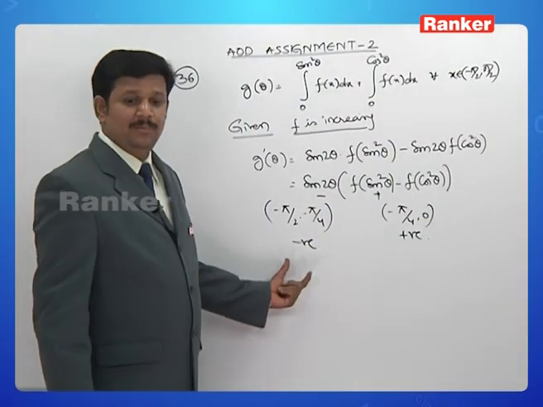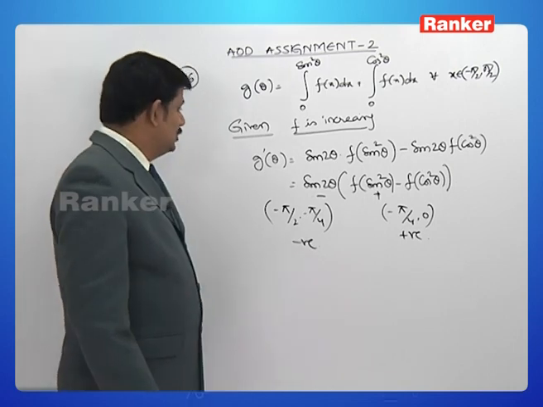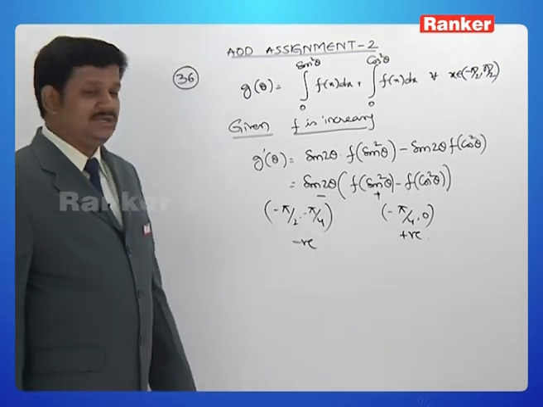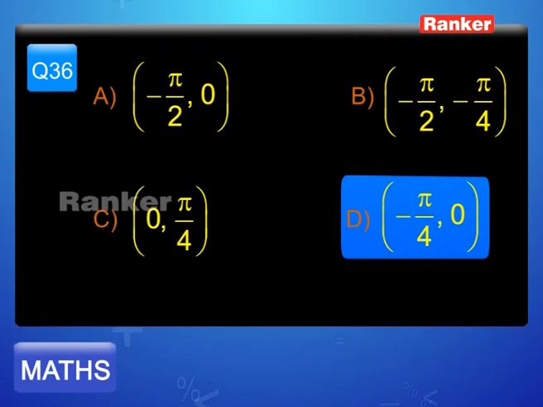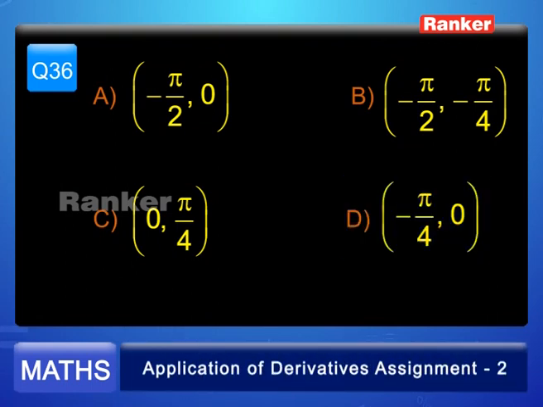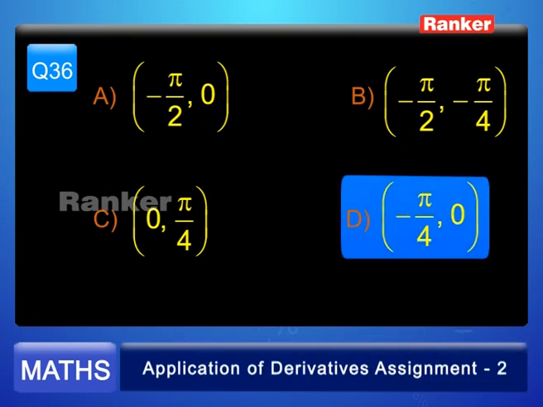Positive in the interval minus pi by 2 to 0. So, g of theta is increasing in minus pi by 4 to 0, which is option D.